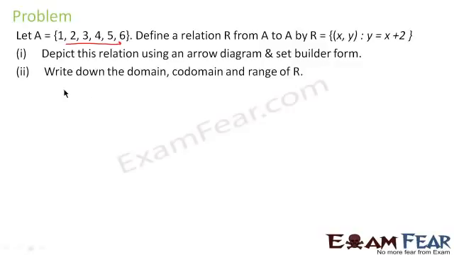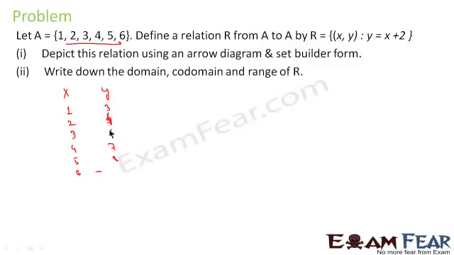So now let's see, we create X and Y. X can have elements 1, 2, 3, 4, 5, 6. Correct? Now y is equal to x plus 2. So 1 plus 2 is 3. 2 plus 2 is 4. 3 plus 2 is 5. 4 plus 2 is 6. 5 plus 2 is 7. 6 plus 2 is 8. Sorry.